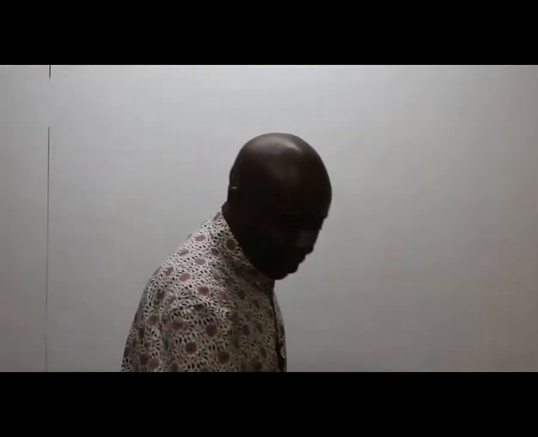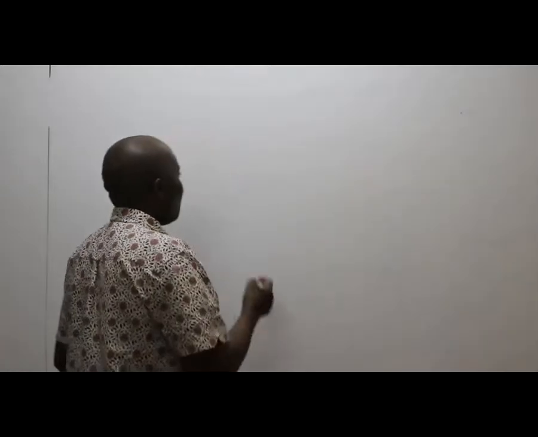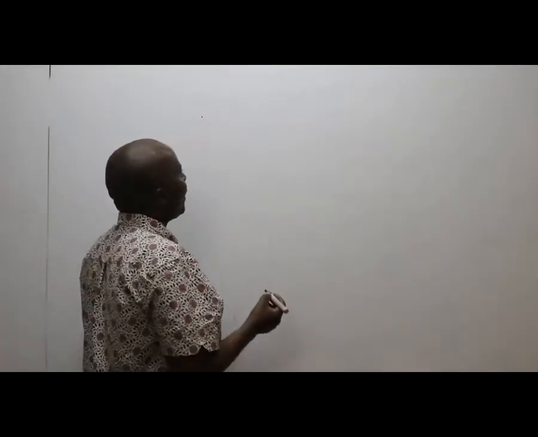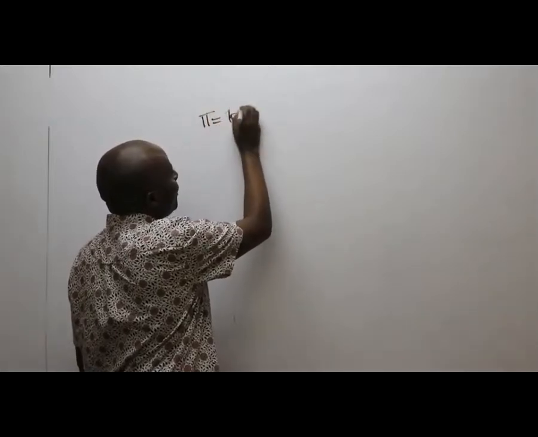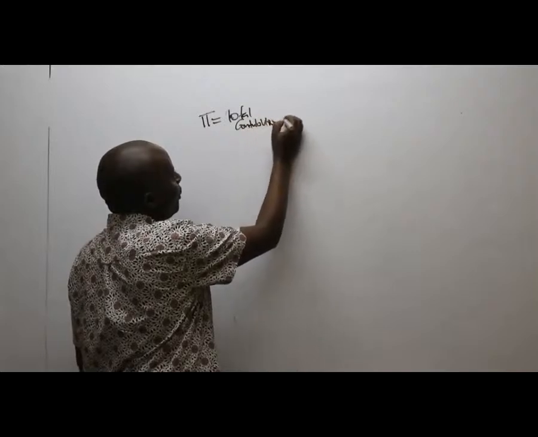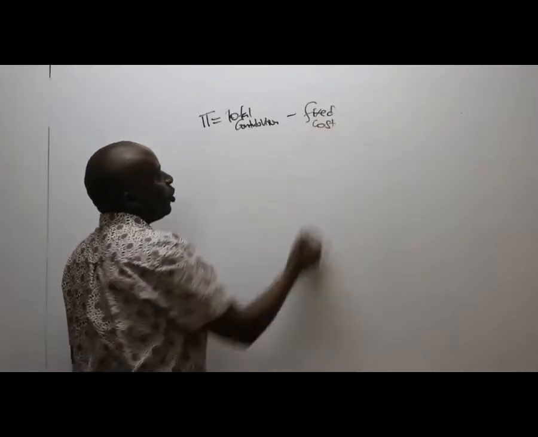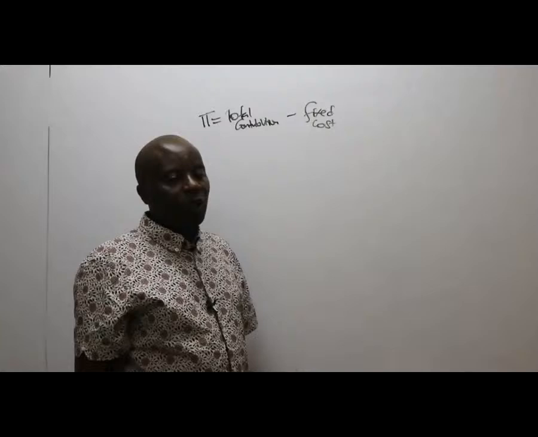Now, when we talk of profit-cost relationships, if you remember very well, we have two models here which are very important. The first model tells us that our profit will always be equal to total contribution minus the fixed cost that we incur.